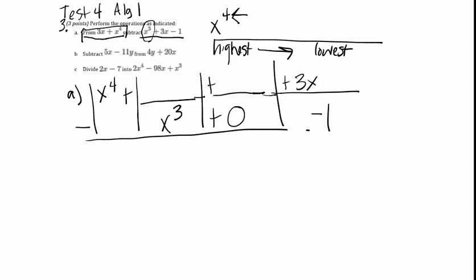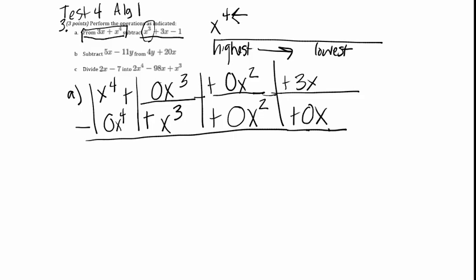Some students like to actually go ahead and put 0x cubed or 0x squared, just to help their mind remember what that place is for. But once you have everything lined up, then you just subtract each column. We're going to slide this over. This is actually plus 0x. Plus 0 and minus 1.